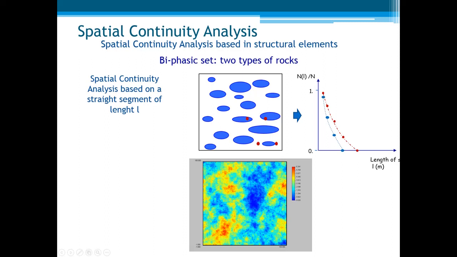Now let's consider a continuous variable like porosity of a soil, concentration of a contaminant, and so on. We could do an identical exercise with the segment or with the two points, but instead of counting the number of intersections as we did with the bivariate variable, we can calculate any statistic that measures the similarity between the two points.